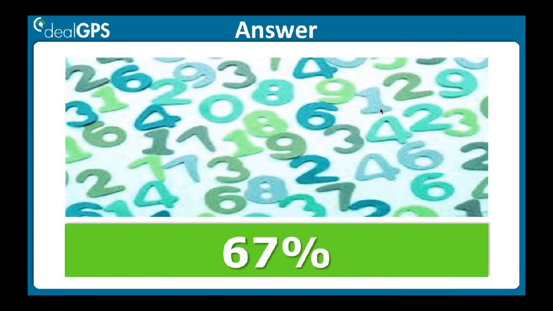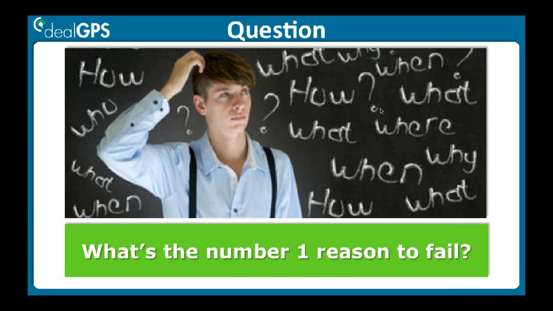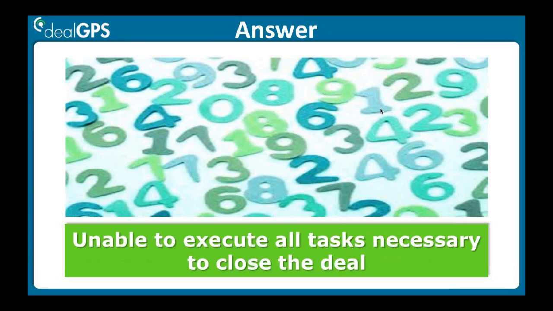The answer to this question was 67%. So 2/3 of the sales force does not make their numbers quarter after quarter. The point is, if you ask them what's the number one reason to fail, the response to that question is that they are unable to execute all the tasks necessary to close the deal. Does it sound familiar to you? That's the question.